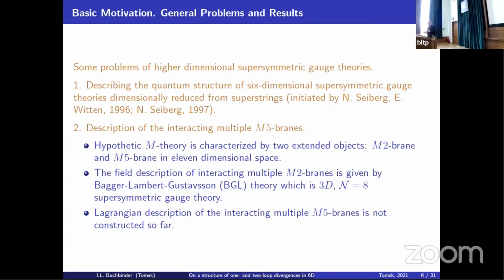Another motivation, also related to string theory, is the description of M5 branes. Hypothetical M-theory is characterized by two types of extended objects, the M2 brane and the M5 brane. The M2 brane is associated with three-dimensional extended supersymmetric field theory, and recently the corresponding field theory was constructed by Bagger, Lambert, and Gustavsson. It turned out to be a three-dimensional N=8 supersymmetric gauge theory with a very interesting gauge structure. Another brane, the M5 brane, is also related to six-dimensional gauge theory, but the corresponding Lagrangian description is still unknown.